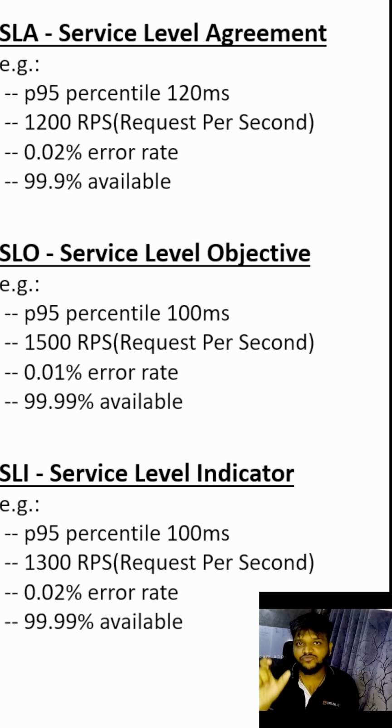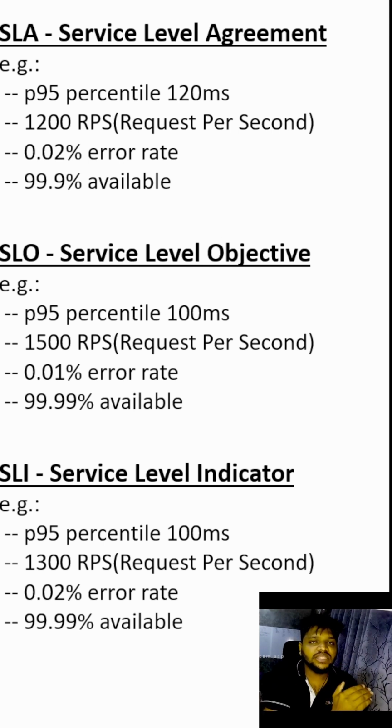So let's say in SLO, it was 1500 requests per second. In SLI, it comes out like, hey, our system supports 1300 requests per second, plus it is having 0.02% error rate. So based on this, now this status is shared with the delivery team, and now they put in some buffer, they put it in the legal agreement like, hey, we can support 1200 requests per second or 0.02% error rate to avoid legal penalties.